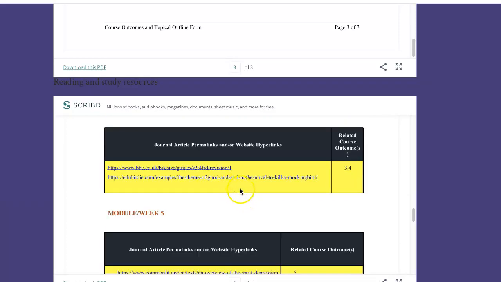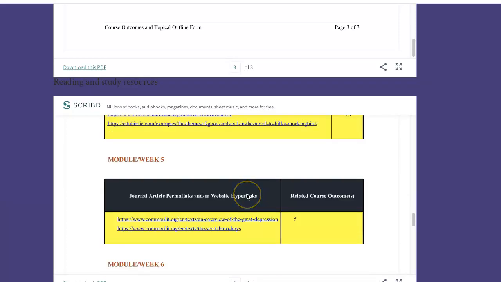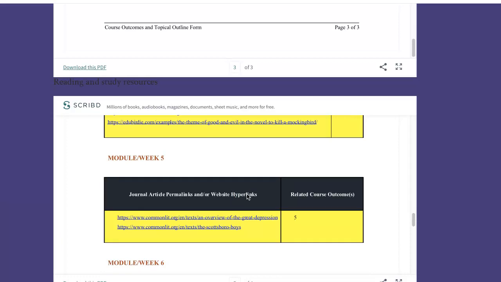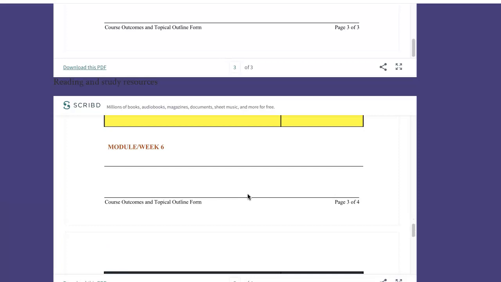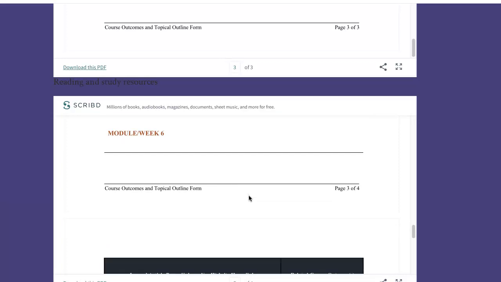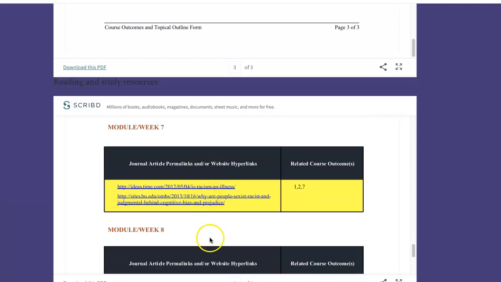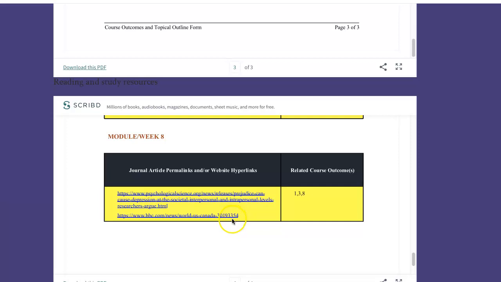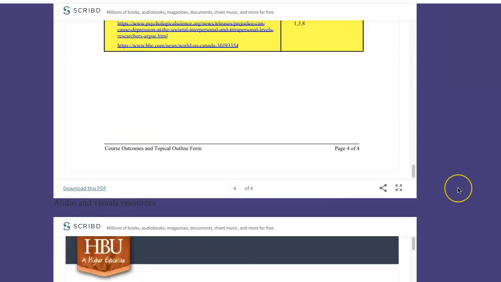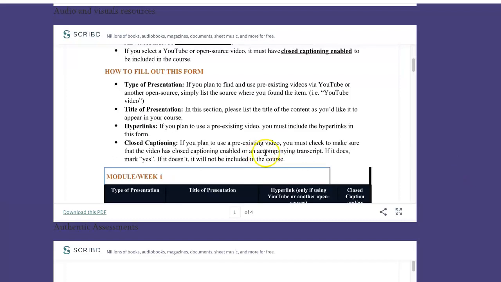Here we talked about the concepts of good and evil in To Kill a Mockingbird. Week 5, we focused on the Great Depression and reading about that. Week 6, we talked about the idea of racism and prejudice and bias. And then lastly, we just wrapped up with the symbolism behind the mockingbird.